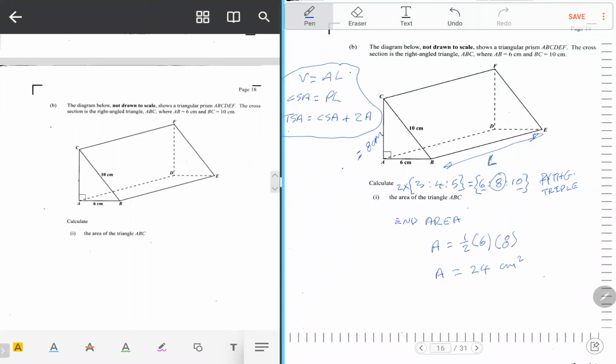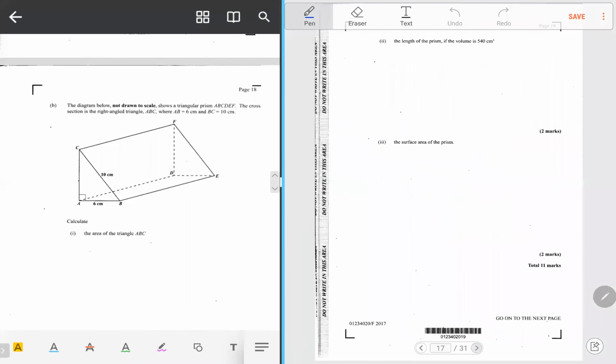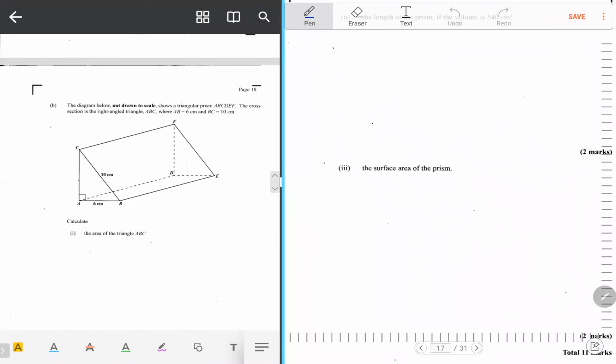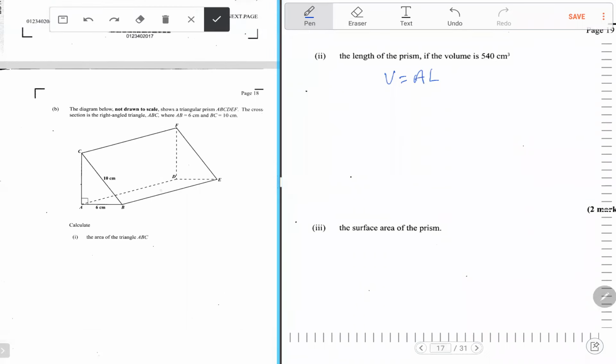And then now, the next part. It tells us we must find the length of the prism if the volume is 540. So using the formula that says volume equals end area times length, they're asking us for the length. Remember, the length is the distance across these two sides. Look at the diagram over here. The distance between the two faces is the L, and the end area is the area of the end right here. The volume is the end area times the length. So we want to find the length.